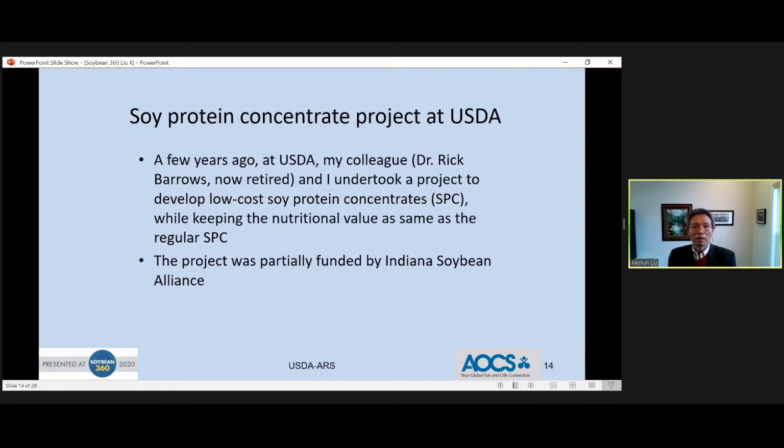A couple of years ago at the USDA, my colleague, Dr. Rick Barros, now retired, and I took on a project to develop a low-cost soy protein concentrate. Our objective was to reduce the production cost while keeping the nutritional value the same as the regular soy protein concentrate. This project was partially funded by Indiana Soybean Alliance. Of course, USDA is the major funder for this project.